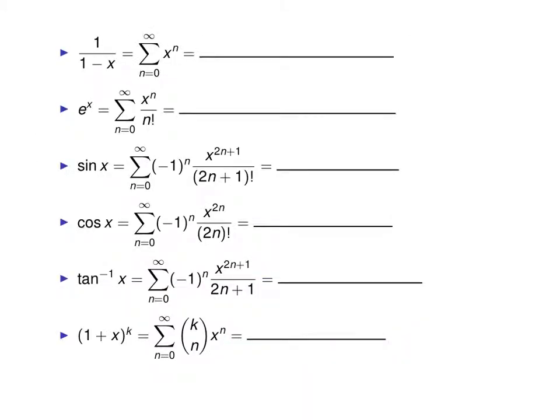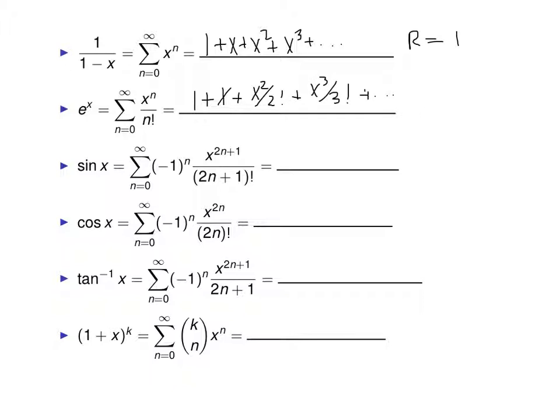So here we have a list of all the Maclaurin series that are pretty commonly used. So 1 over 1 minus x we found using a geometric sum. Recall that this had radius of convergence r equals 1. Expanded out, this would look like 1 plus x plus x squared plus x cubed, etc. E to the x we found in this section. So that series expanded out looks like 1 plus x plus x squared over 2 factorial plus x cubed over 3 factorial, etc. It has radius of convergence infinity.